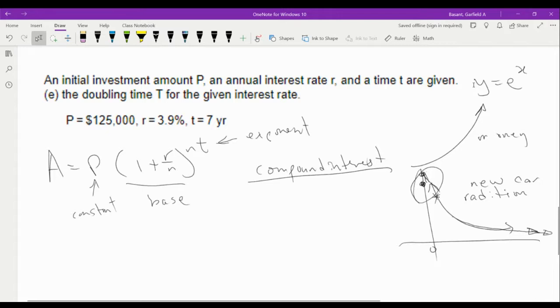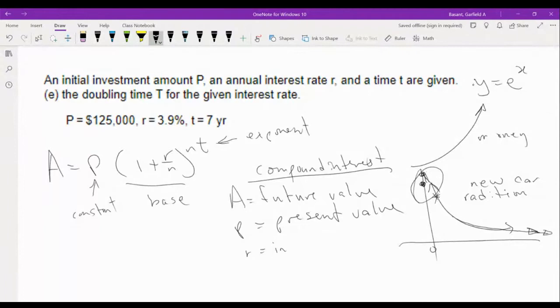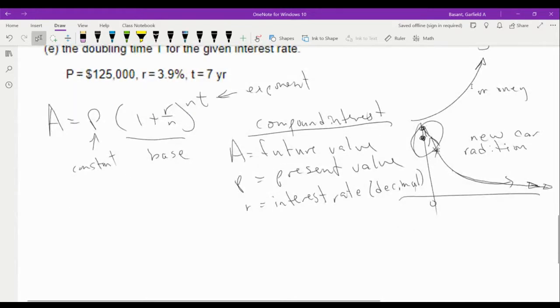And there's a few things that we need to talk about. A represents the future value of your money. And P is equal to the present value. So P is the amount of money you're going to invest to get a future amount of A. R is the interest rate, and this should always be in decimal form. N is the number of times per year.